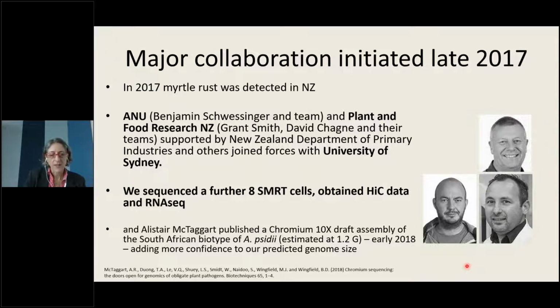We sequenced a further 8 SMRT cells, and we got some Hi-C data and RNA-seq to try and phase the genome and to annotate it. And just early in 2018, a publication came out of a draft assembly of the South African biotype, and that estimated the genome at around 1.2 gigs. So that was kind of adding more confidence to my initial predictions.